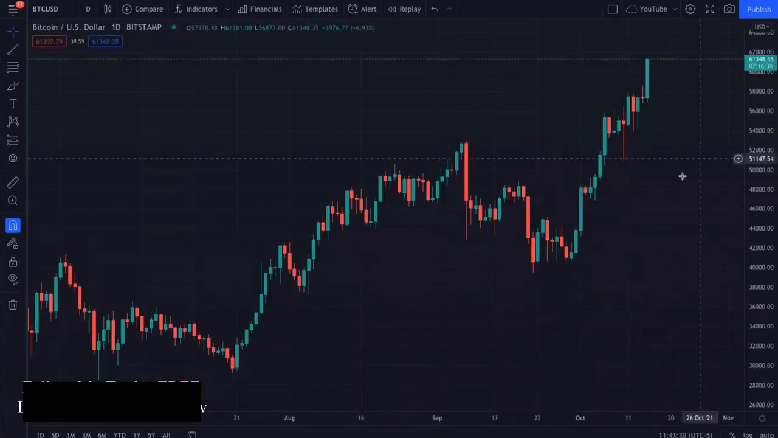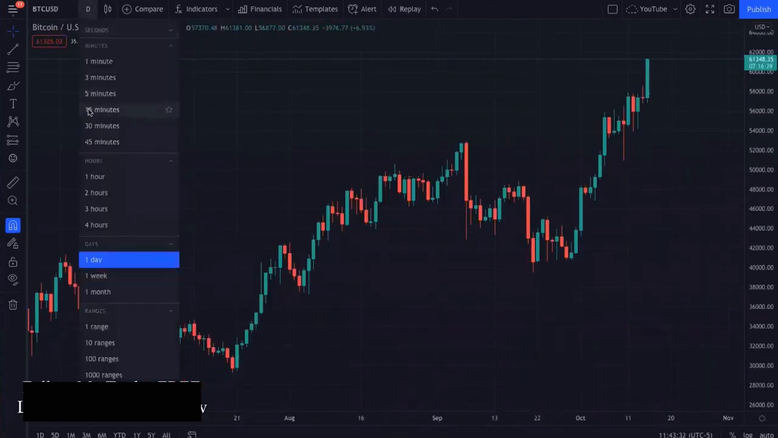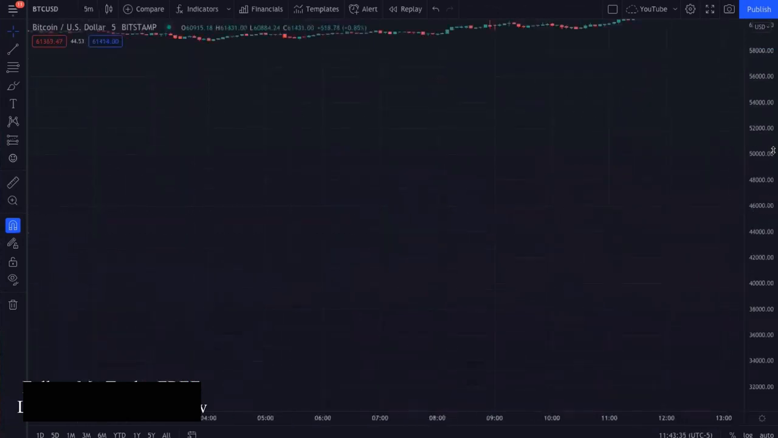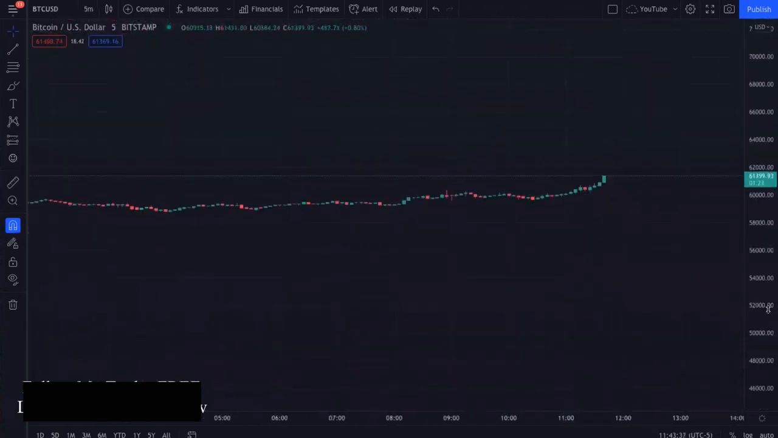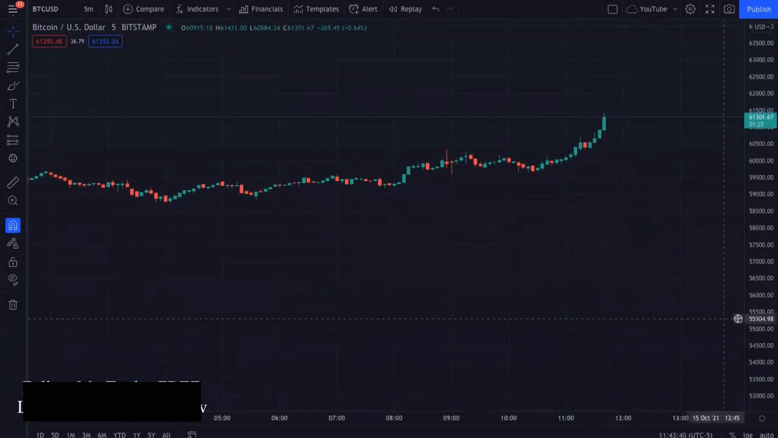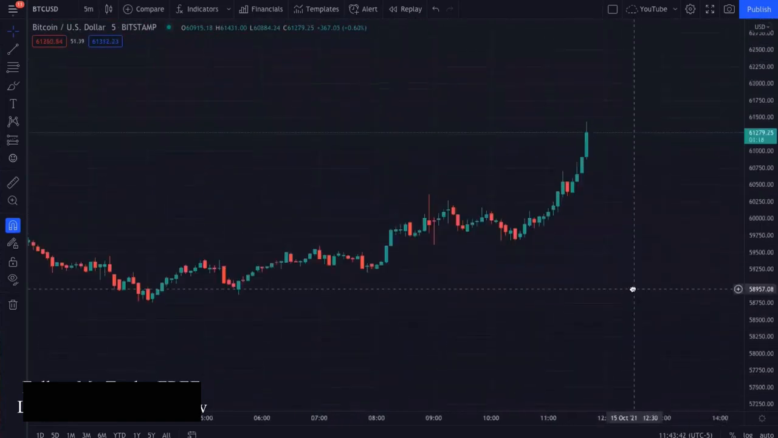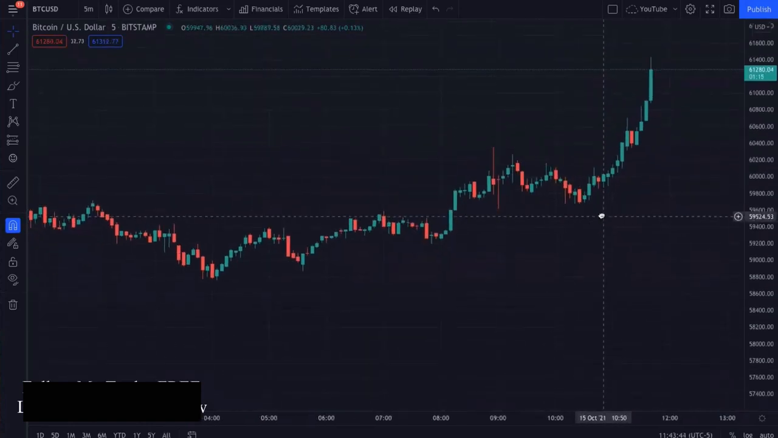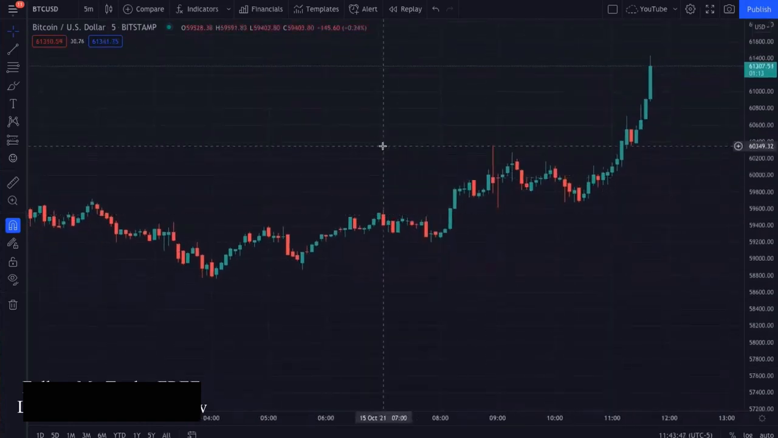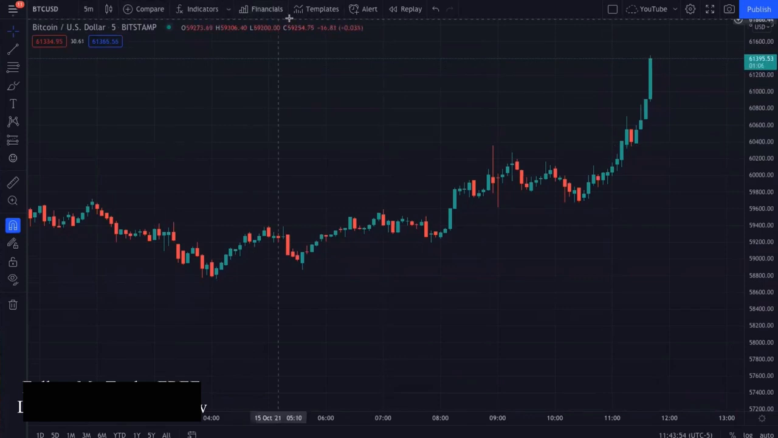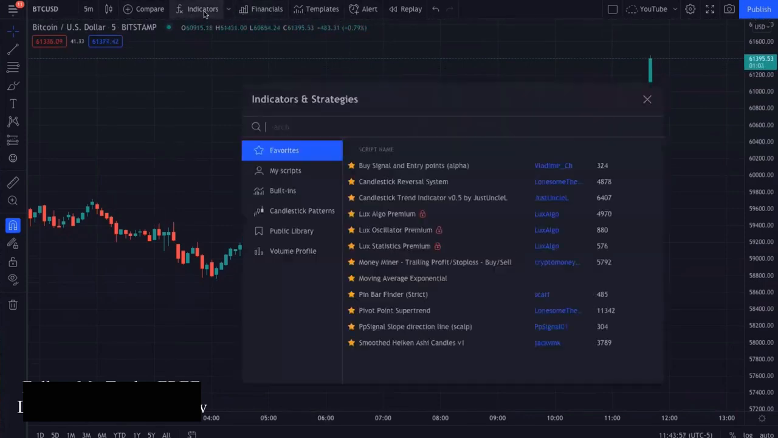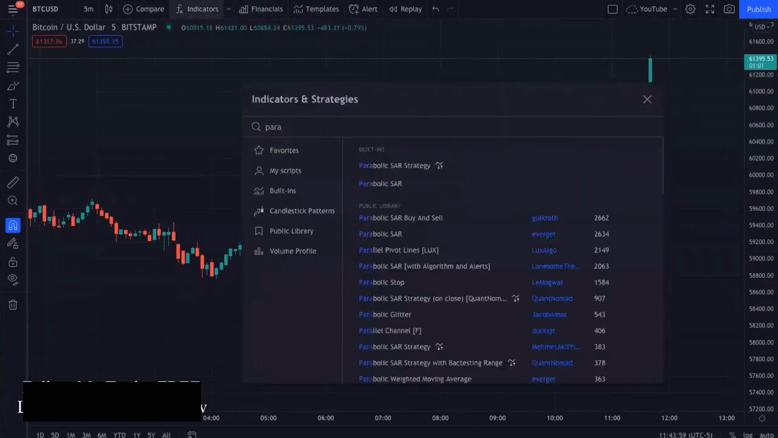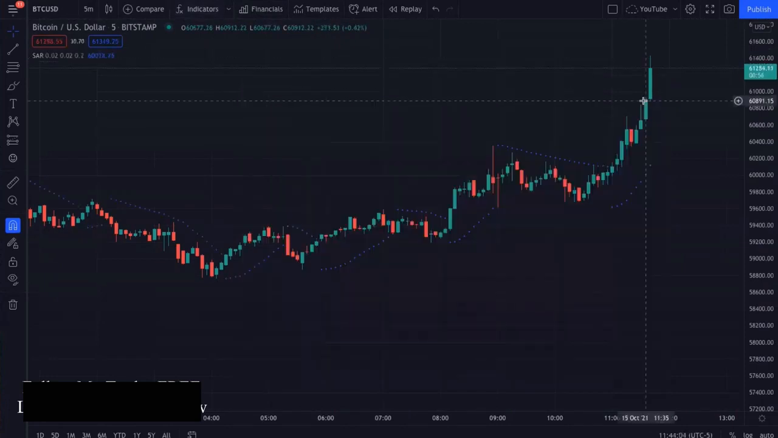Alright, so here's Bitcoin USD. We're gonna change this to 5-minute because we're gonna be scalping. And this is what your normal chart would look like, right? Not a lot of data. So in this strategy, we're gonna use 3 different indicators. Number 1 is going to be the parabolic SAR. So let's go into indicators. Alright, parabolic SAR. We're gonna add that.